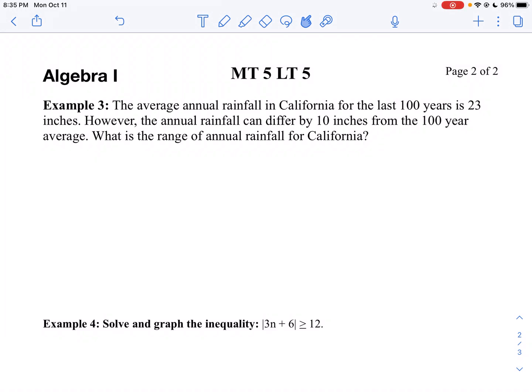On example 3, we have an application here again. It says the average rainfall in California for the last 100 years is 23 inches. However, the rainfall can differ by 10 inches from the 100-year average. What is the range of the rainfall for California?